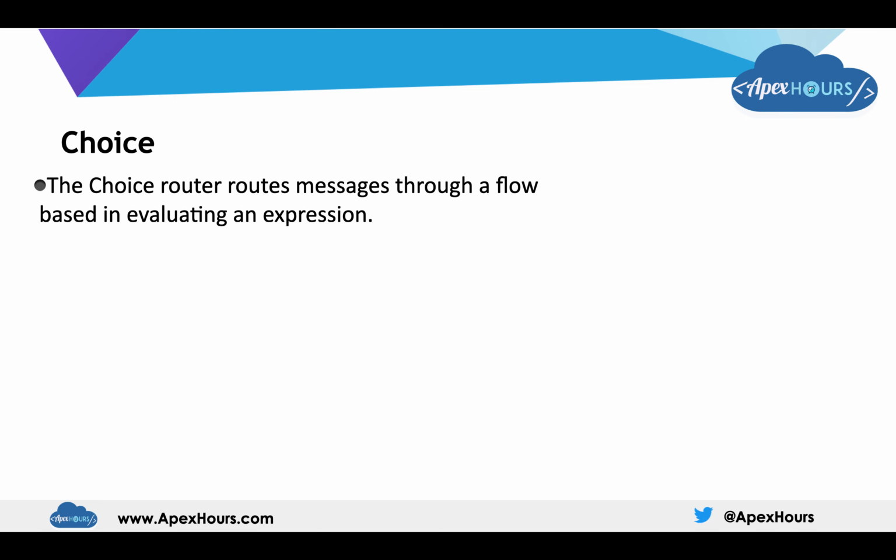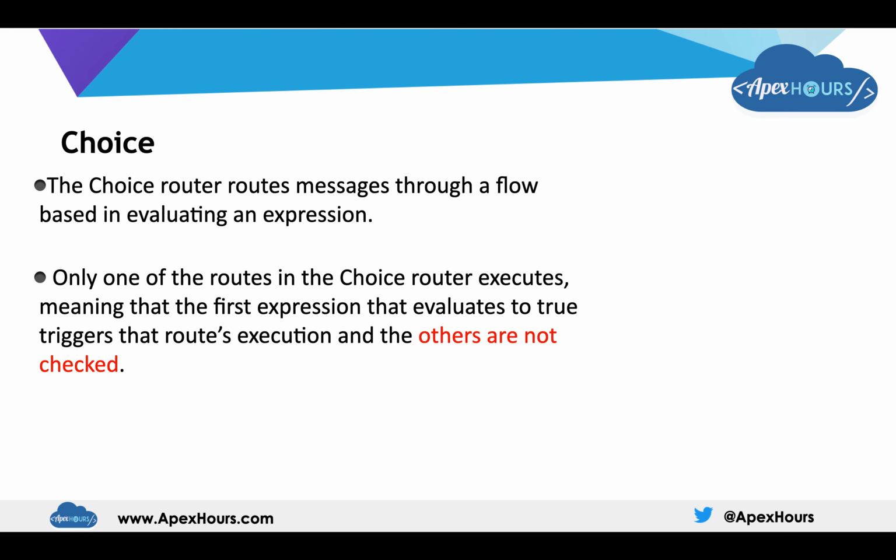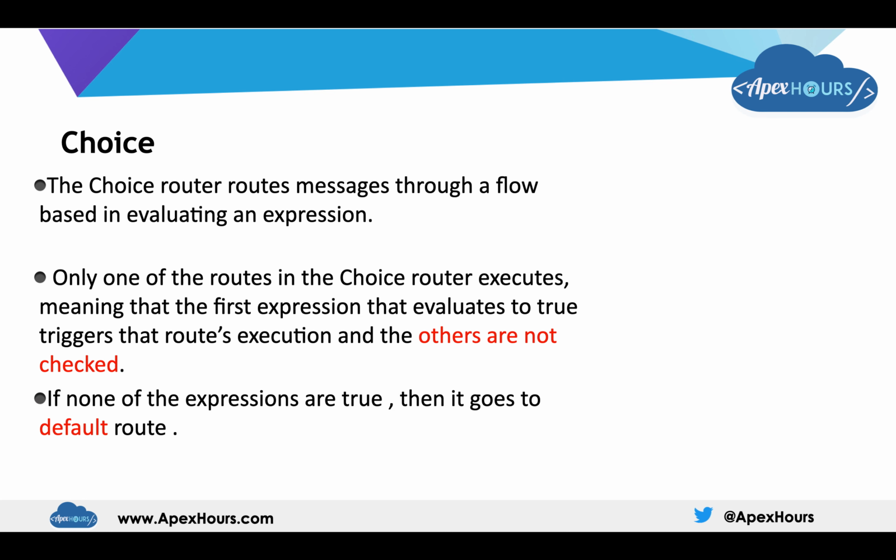The choice router routes the messages through a flow based on evaluating an expression. Only one of the routes in the choice router executes, meaning that whichever expression first evaluates to true triggers the route's execution, and the others are not checked. It will not even go to the next one. If none of the expressions are true, then it will go into the default route.